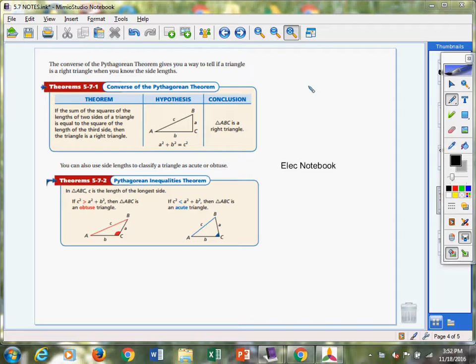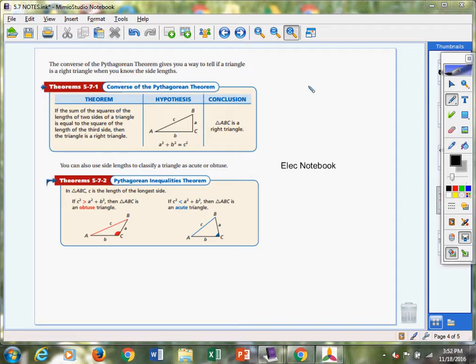The converse of the Pythagorean theorem is basically, this is what it says: if the sum of the squares of the lengths of two sides of a triangle is equal to the square of the length of the third side, then the triangle is a right triangle. So if you're not sure it's a right triangle, all you have to do is plug each of those sides in, your longest side for the hypotenuse and the shorter sides for the legs, A and B. If it works out in the Pythagorean theorem equation, then it's a right triangle.